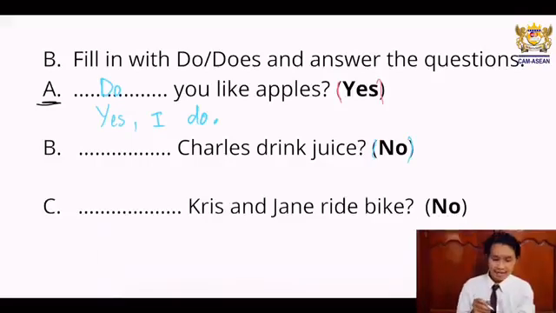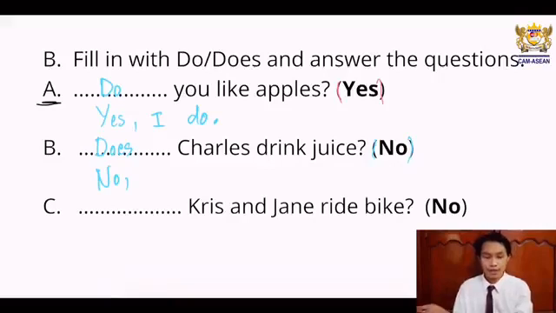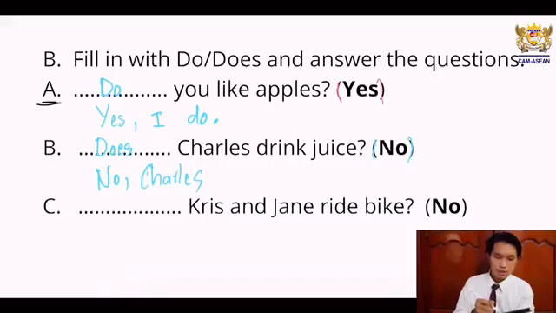So the answer of this is does, correct. Does Charles drink juice? And the answer is no. Charles could be a girl or boy, male or female, so it doesn't matter. Or you can just answer with the name. Charles, no, Charles does. Does what? Doesn't. Very good, because it's a negative form. Yes. Or no, he doesn't. Alright, very simple for those answers.